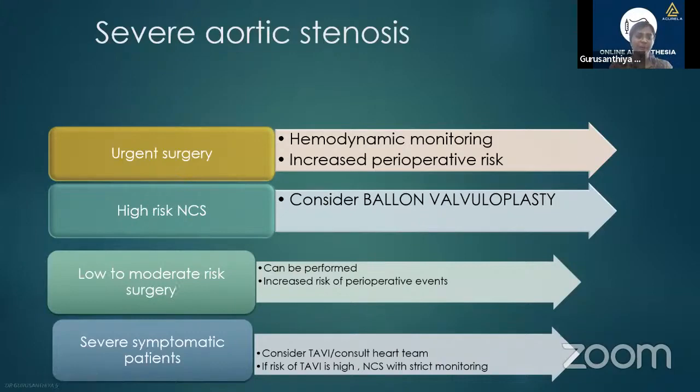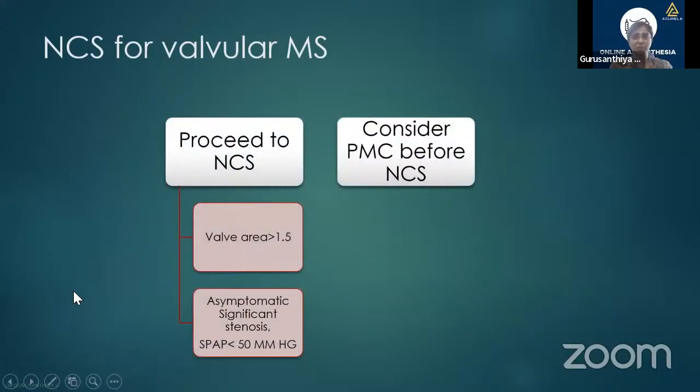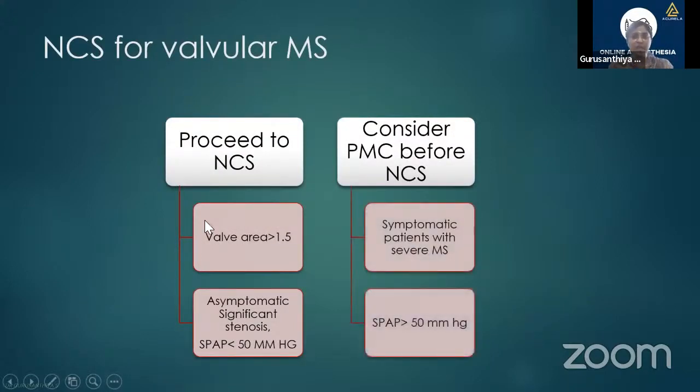In case of valvular MS, when to proceed with non-cardiac surgery and when to proceed to percutaneous intervention? If the valve area is more than 1.5, and the patient, even having a significant stenosis, is asymptomatic and the pulmonary artery systolic pressure is less than 50 millimeters of mercury, then you can proceed to NCS, non-cardiac surgery, with the increased risk. But if the patient is symptomatic with severe MS, or if the systolic pulmonary artery pressure is more than 50, then you will definitely have to talk with your cardiologist about doing a percutaneous mitral valve commissurotomy before doing a non-cardiac surgery.